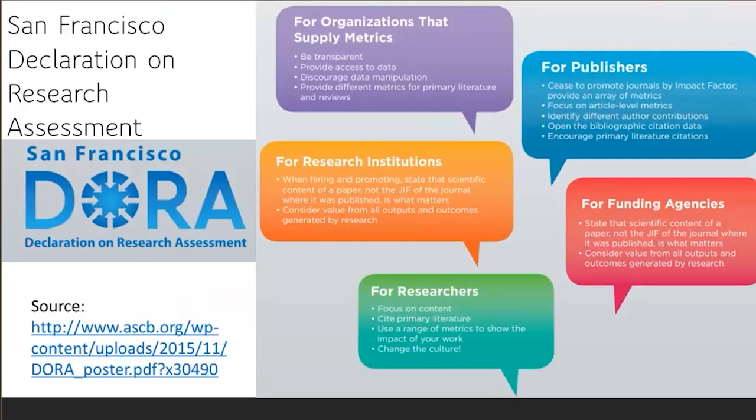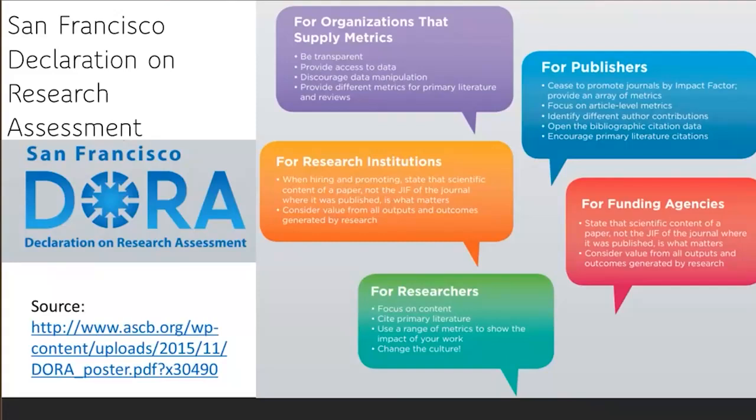So what are people doing about this? A few years ago, a group of researchers got together and produced a declaration on research assessment. They said that a number of parties are responsible and should hold each other accountable. For organizations that supply metrics like Web of Science or Scopus, they want them to be transparent, to provide access to data, to discourage data manipulation, and to provide different metrics for primary literature and reviews. This is because if it's primary literature, there's nothing to cite, because there's no going backwards in time.